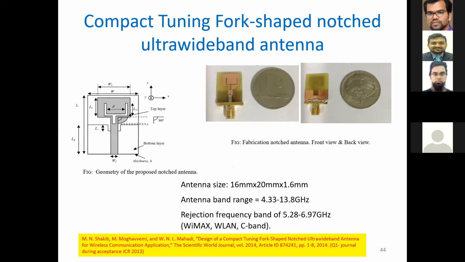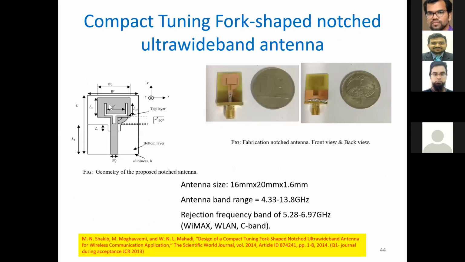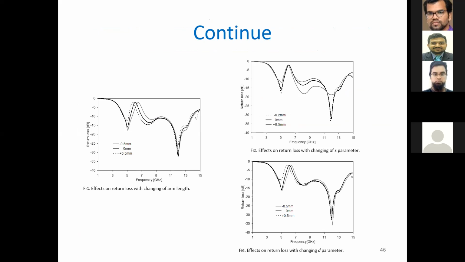So we're using a tuning fork shell. The tuning fork is designed in such a way that it rejects the band frequency of WLAN. This is the tuning fork we have used inside the patch, and hence it improved the frequencies. Here you can see the notches, on the frequencies without the band notch and with the notch, you can directly see the changes. So now we see the sensitivity of different parameters.